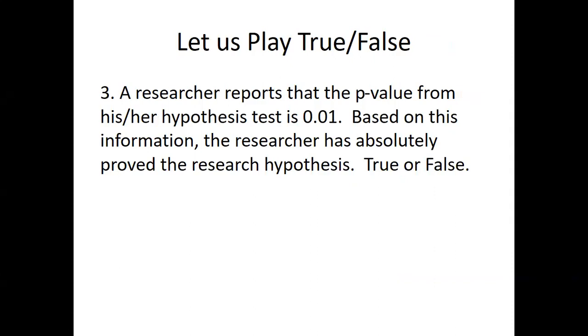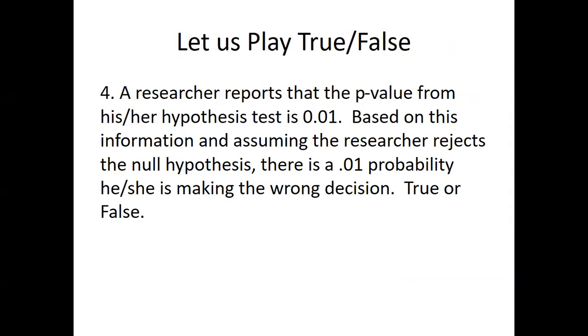Absolutely prove the research hypothesis. Don't use the word prove. This is in psychology everywhere. This is also wrong. Based on this information, assuming the researcher rejects the null hypothesis, there's a 0.01 probability he or she is making the wrong decision. No, that is confusing Neyman and Pearson's ideas with Fisher's ideas. The bottom line is the 0.01 is the probability of the data being observed as extreme if the null hypothesis is true. This is confusing type one error and p-value. It's not true. Okay.